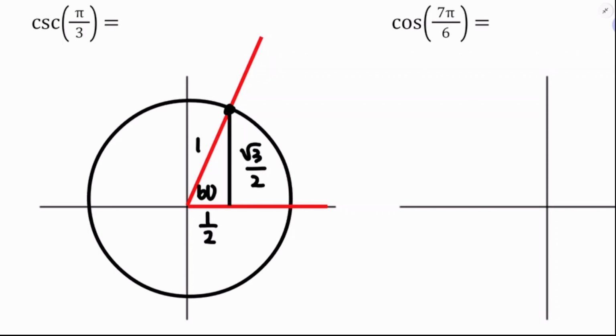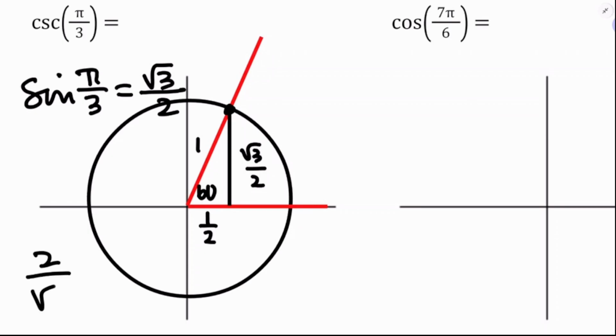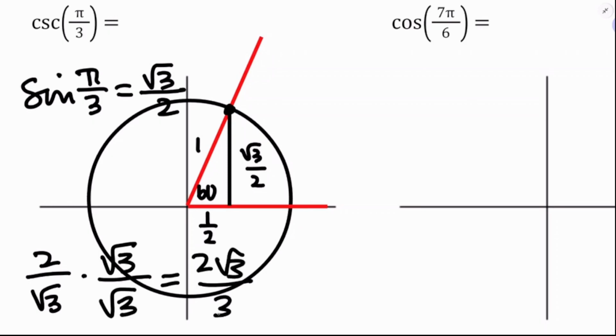Okay, cosecant is 1 over sine. So sine of pi over 3 equals root 3 over 2, opposite over hypotenuse. So that means cosecant is going to be 2 over the square root of 3. I'll rationalize the denominator, and I get 2 root 3 over 3. So cosecant of pi over 3 is 2 root 3 divided by 3.